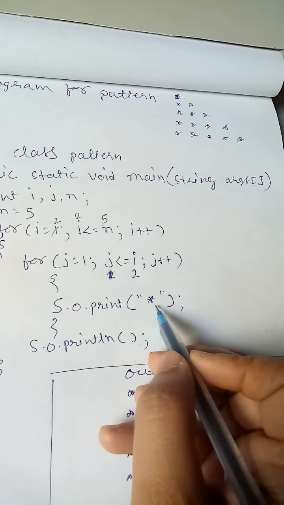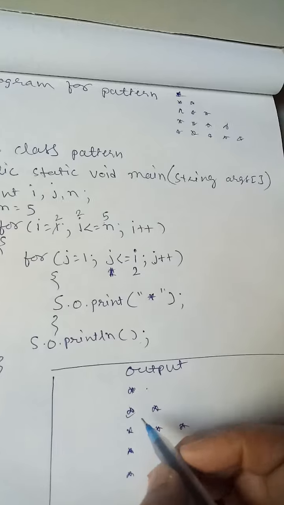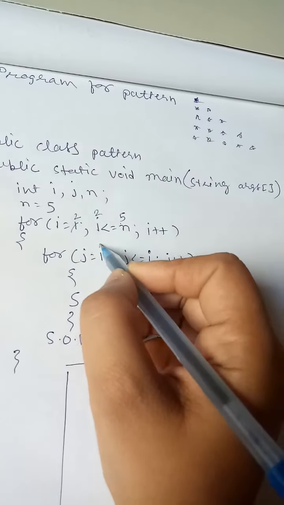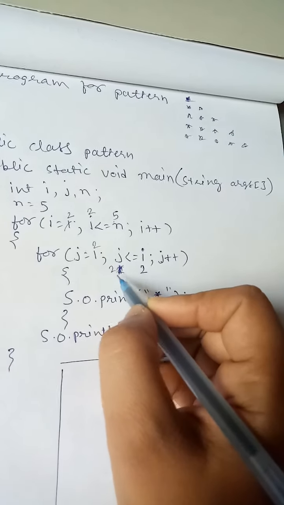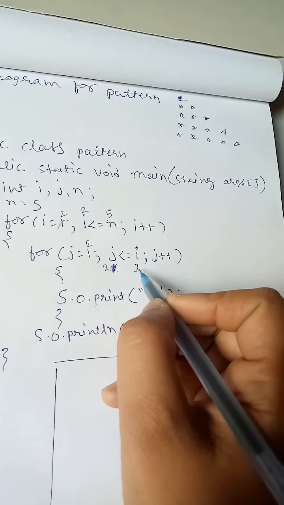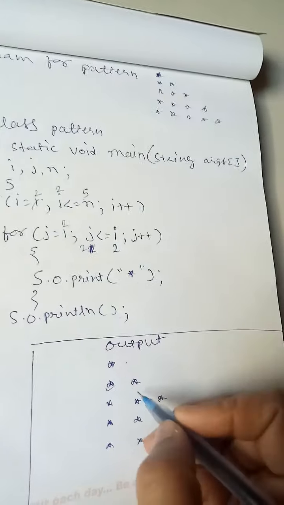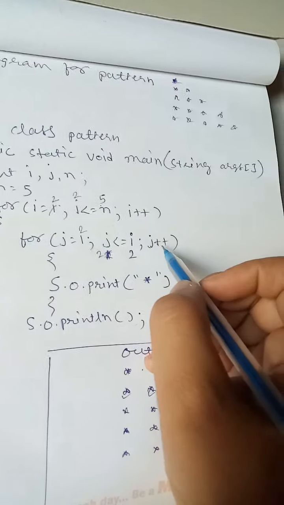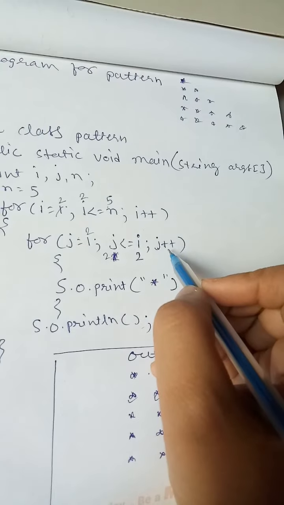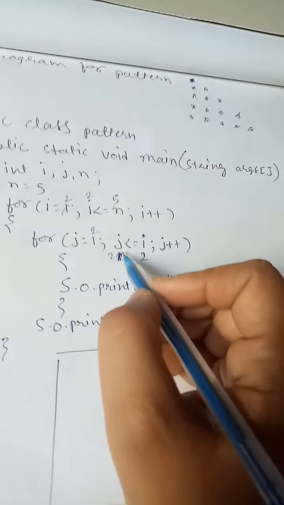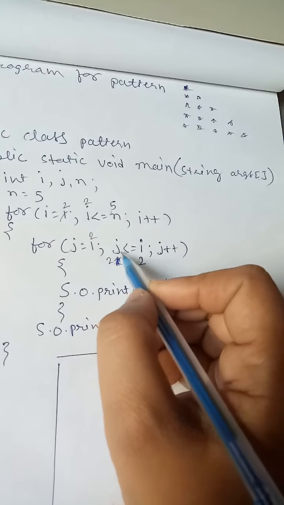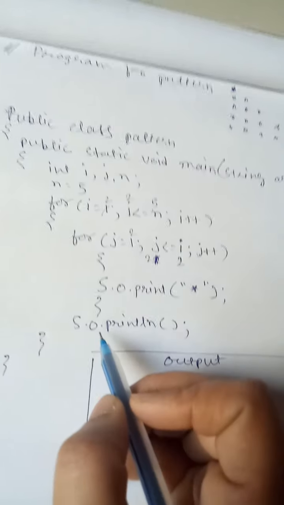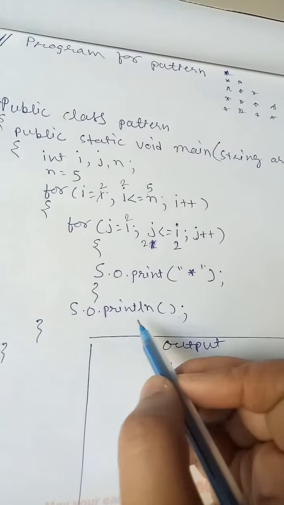Here what will happen? 1 star will be displayed, so this star will be displayed. Then j++, so now j becomes 2. Again we will check 2 is less than or equal to 2. Yes, the condition is true, so it will also display one more star, and your pointer will be here. Then j will be updated again, and it becomes 3. As soon as the value of j is 3, the condition becomes false, because 3 is not less than or equal to 2. So we will just jump out of the loop, and it will display the SOP println.